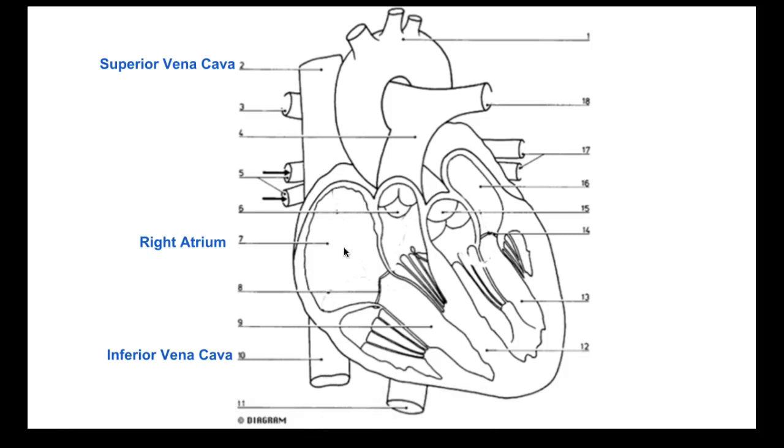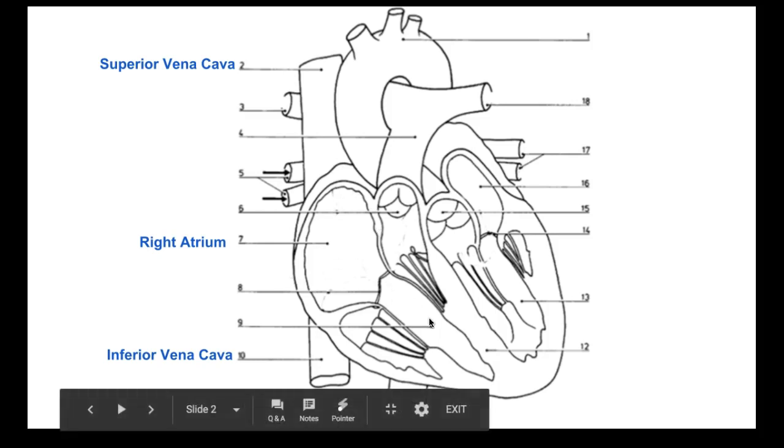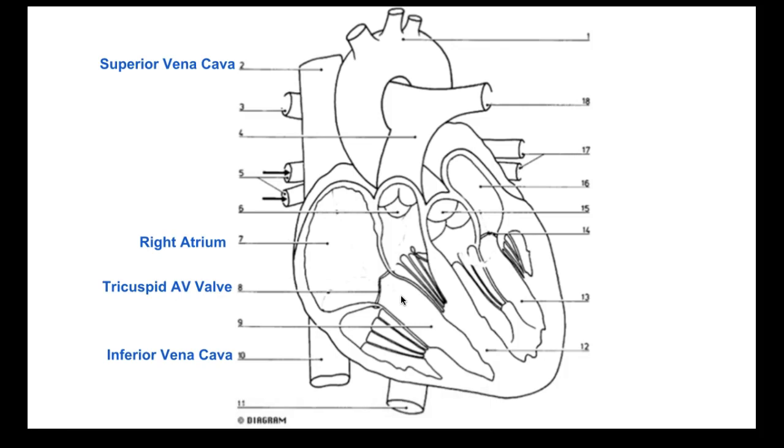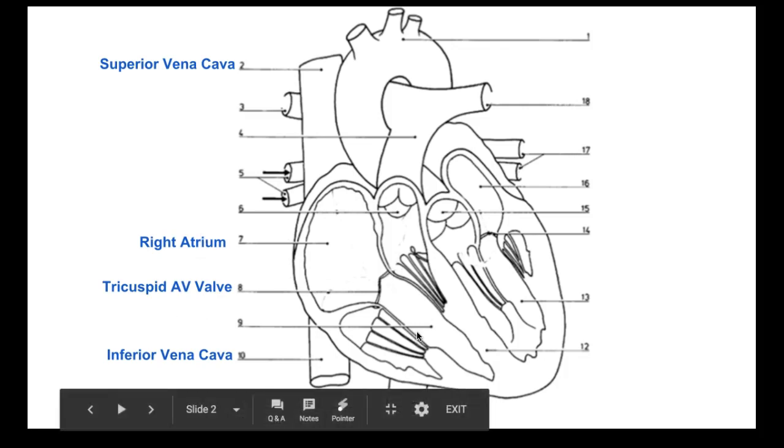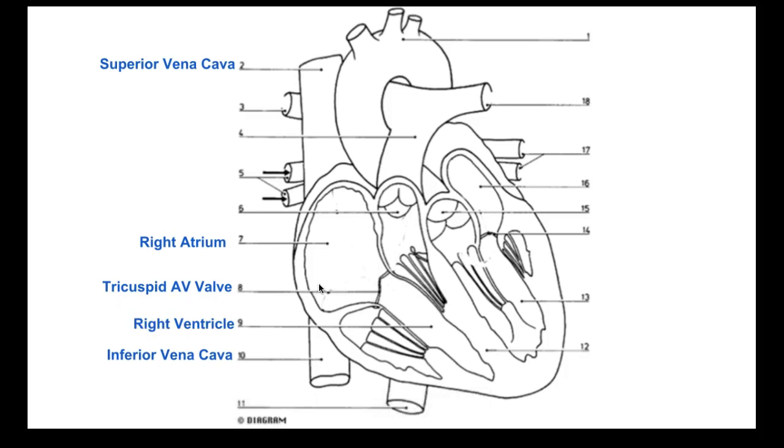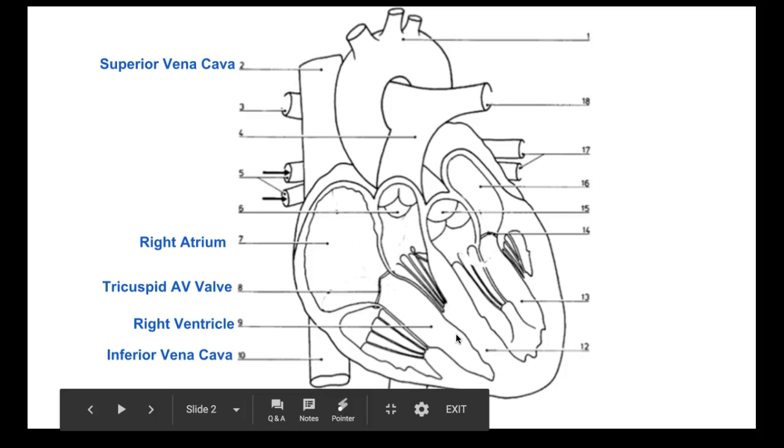So when the blood comes into this chamber, it's going to fill this chamber, and then when the walls of this chamber contract, it pushes the blood down. It's going to go through number 8, which is the tricuspid AV valve, AV as in atrioventricular, because number 9 is the ventricle. So the AV valve gets pushed open when the walls of the atrium contract, and then the blood gets pushed down into the ventricle. And as the blood pools in the ventricle, it's going to cause the AV valve to slowly come up like this and then eventually stop.